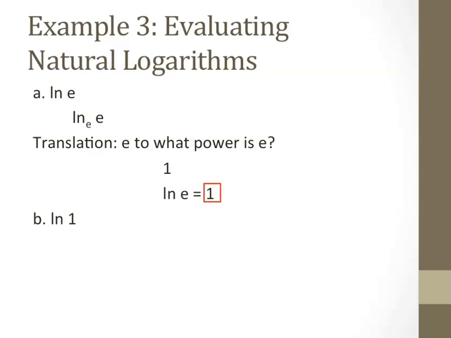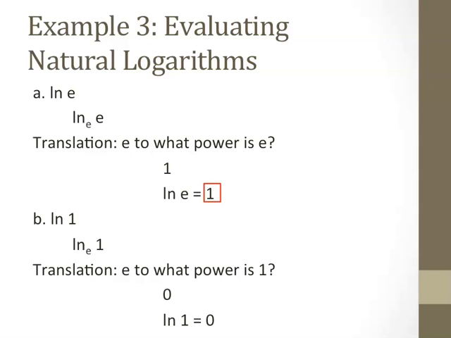So again, write the little e in there and translate it for yourself. E to what power is equal to 1? Well, we actually talked about this earlier. Anything to the 0 power is equal to 1. So similarly, ln of 1 is always equal to 0. So our answer here is 0.